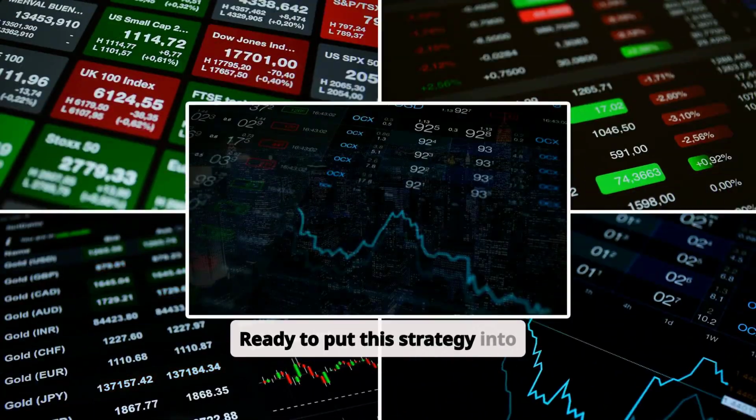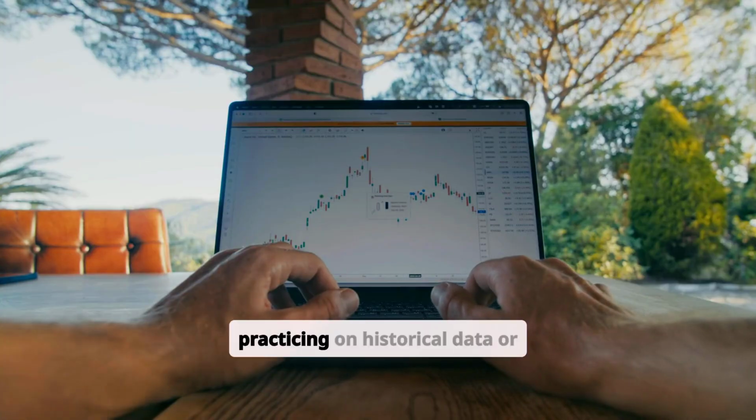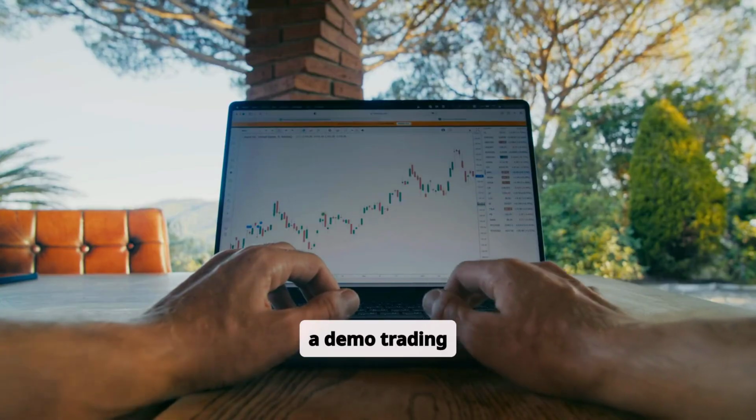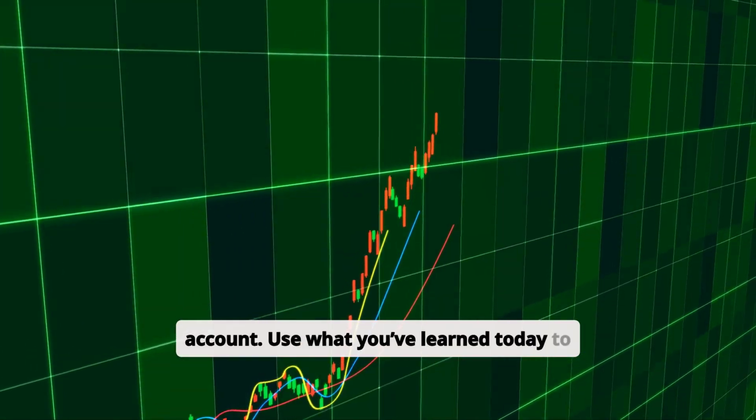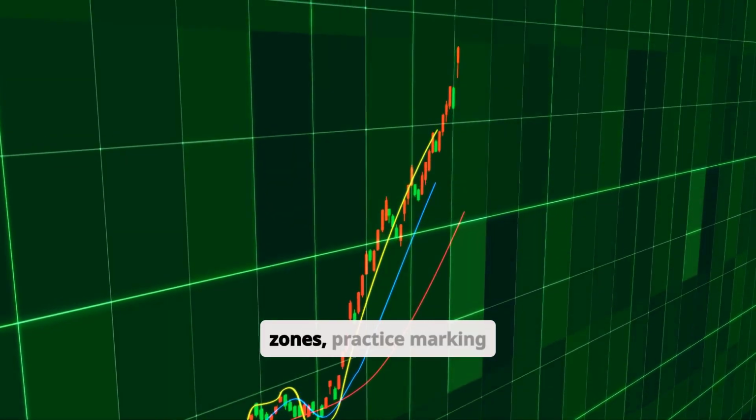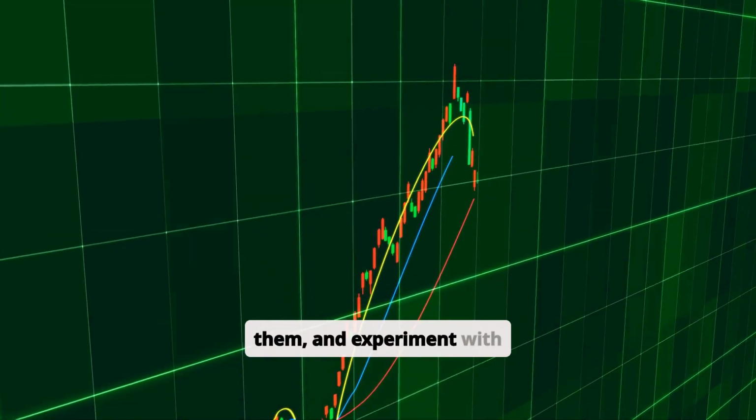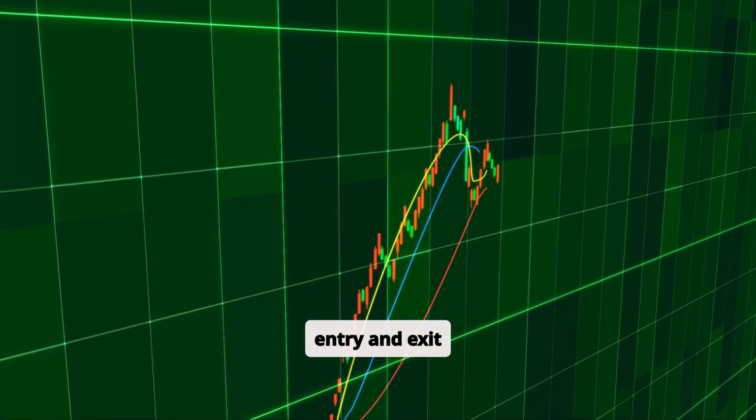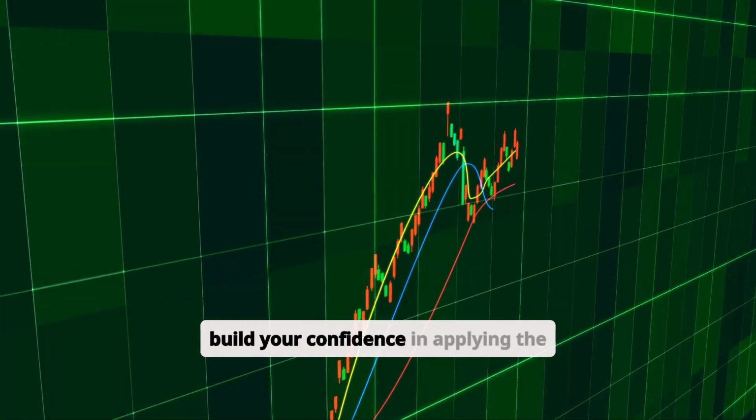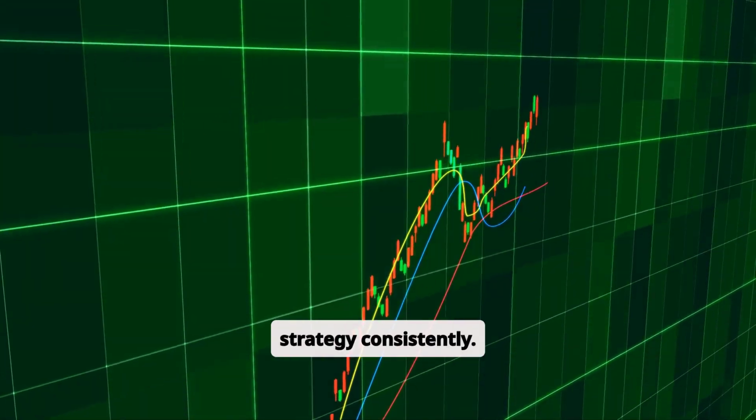Ready to put this strategy into action? Start by practicing on historical data or a demo trading account. Use what you've learned today to identify supply and demand zones. Practice marking them and experiment with entry and exit points. Over time, this will build your confidence in applying the strategy consistently.